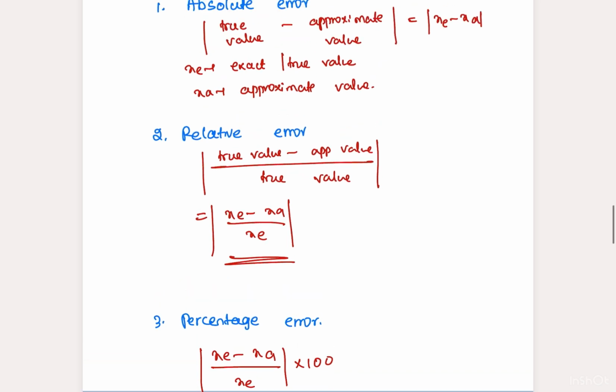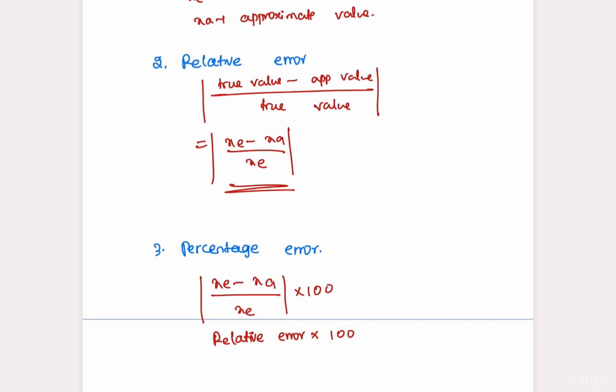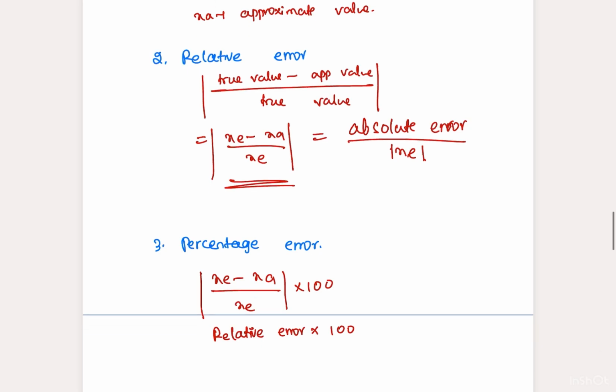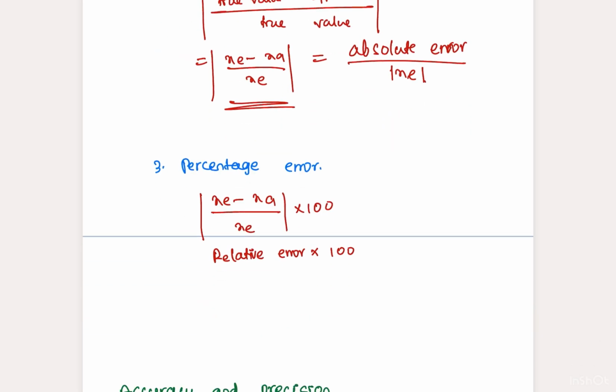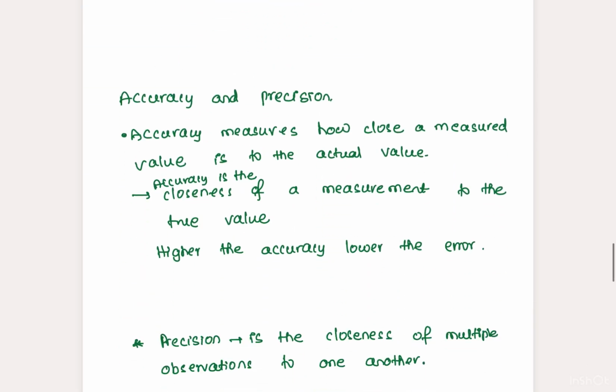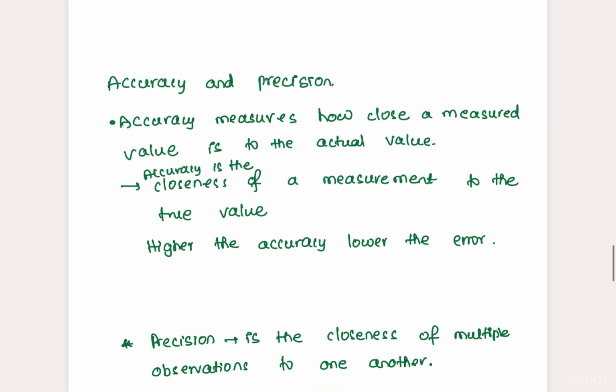Absolute error is the difference between the exact value and the approximate value. Relative error is the ratio of absolute error to the modulus of the x value. Percentage error is the relative error multiplied by 100. Now we will see one more thing: accuracy and precision.